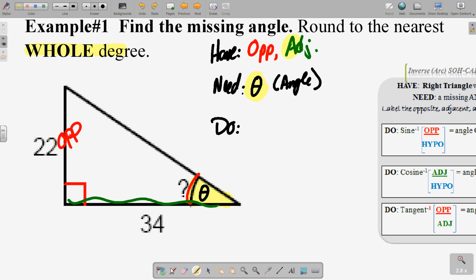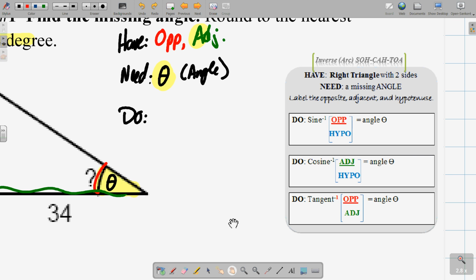So notice what I have here is I have an OA combo. So I come over here and I find where my OA combo is, and it is inverse tangent. Always write your original equation exactly as you see it. That's inverse tan, parentheses, opposite over adjacent, equals the angle theta.